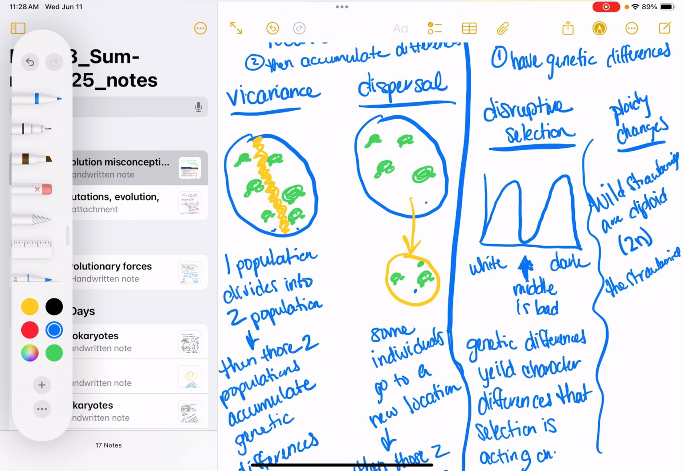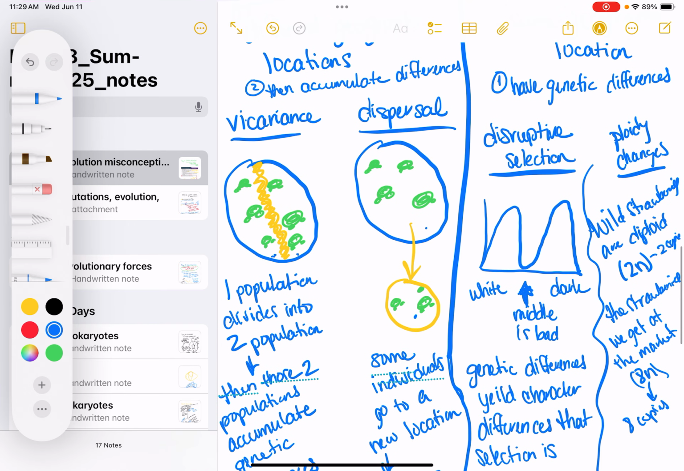This one is not very good. I think it's the European one. Okay, the strawberries we get at the market are actually 8N. For every chromosome they have, like a gene for the red gene, the wild ones have 2 copies of all genes. These ones have 8. They're octoploid, right? They have 8 copies. And this difference makes it so that these guys cannot make babies. They can't mate with each other, and they're 2 different species.